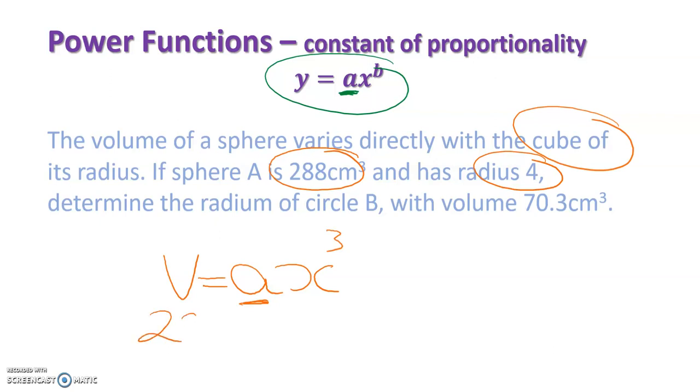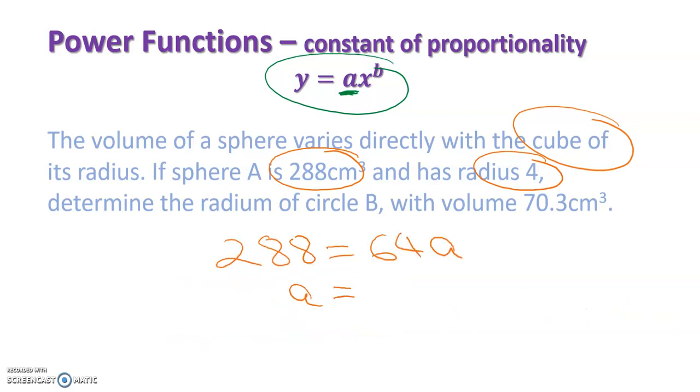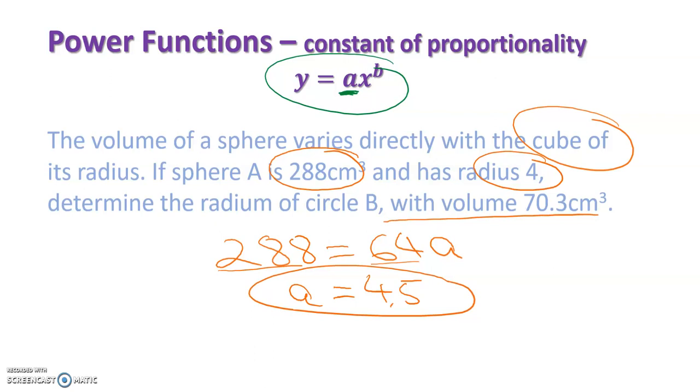So we have 288 equals A, we don't know what that is yet, times 4 cubed, which means we have 288 equals 64A. If we divide both sides by 64, we end up with A equaling 4.5. And then we use this value to determine the answer for the second sphere.